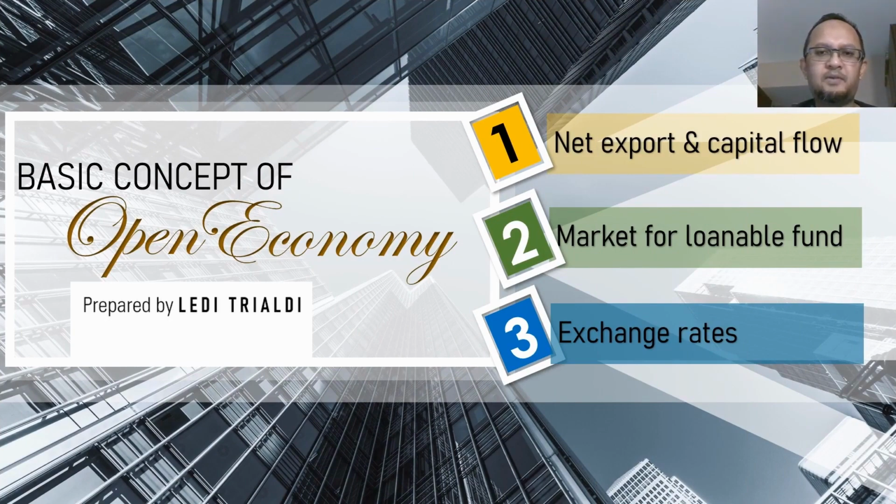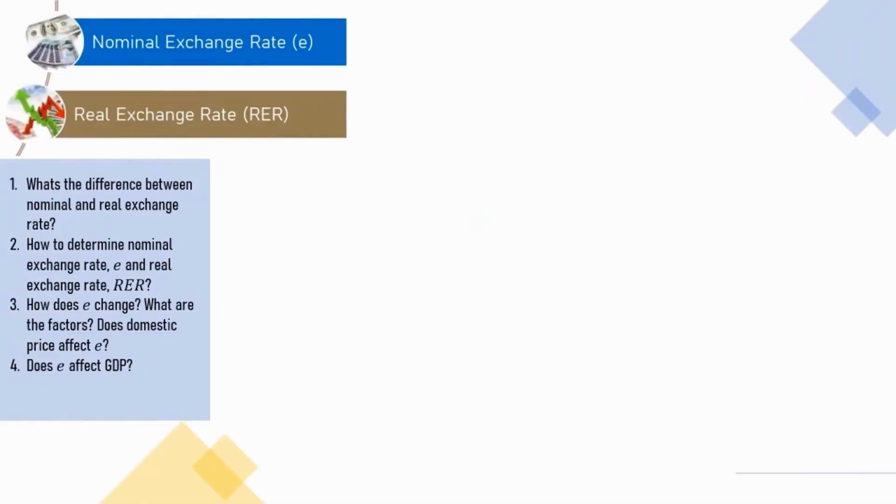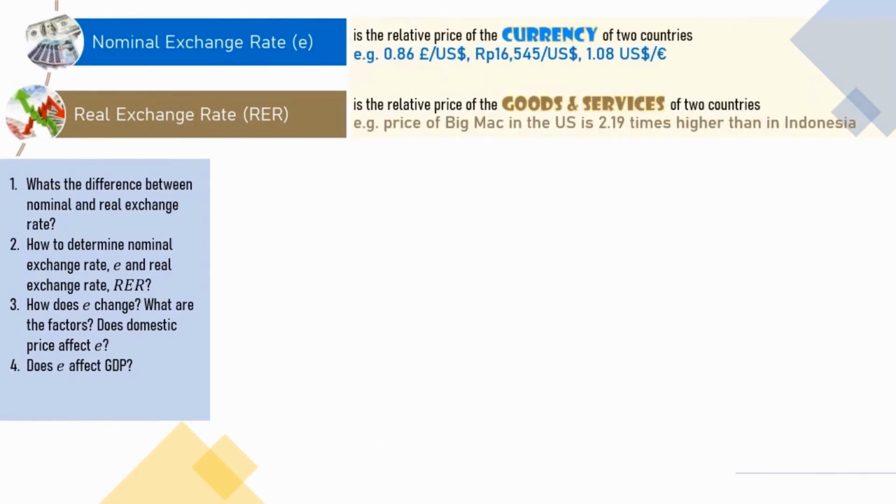Following the previous presentation about the first two topics in the basic concept of open economy, I continue the explanation on the last topic. Now let's talk about the price in an open trade, the exchange rate. We have these two kinds of exchange rate. What's the difference? From the definition here, it should be clear that nominal exchange rate is a relative price of two currencies, while real exchange rate is a relative price of traded goods and services.